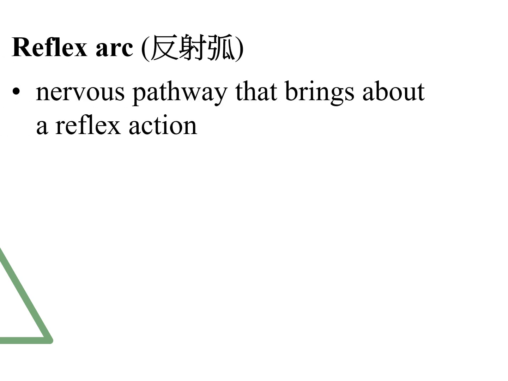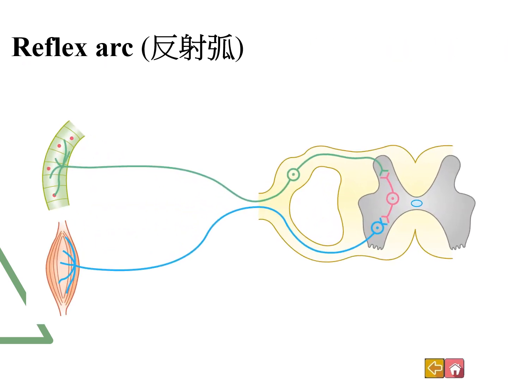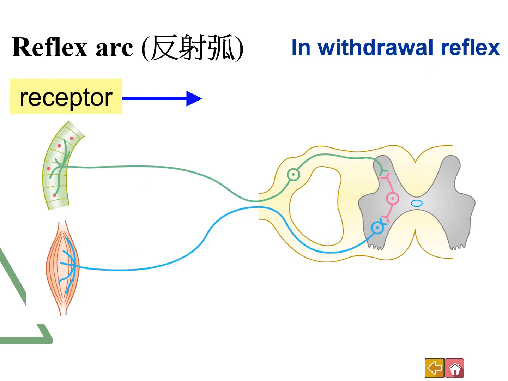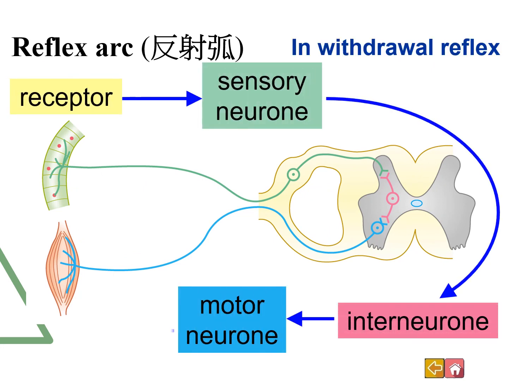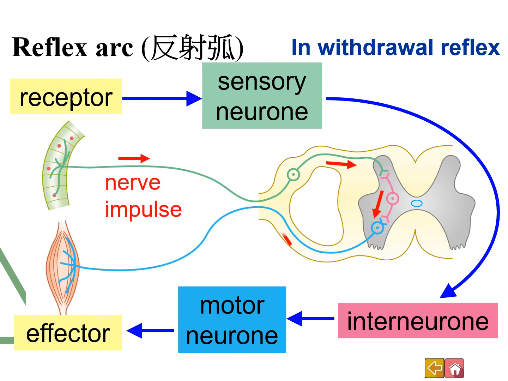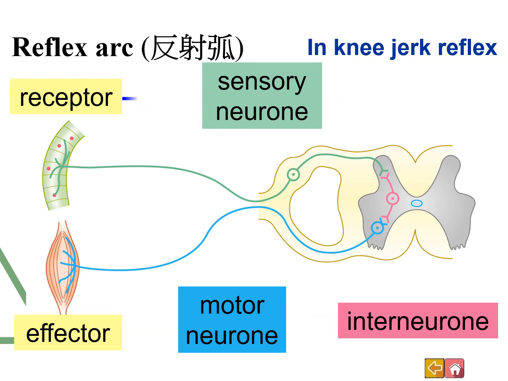For the nervous pathway which brings about the withdrawal reflex and the knee-jerk reflex, we call it the reflex arc, 反射弧. For the reflex arc in the withdrawal reflex, it involves the receptors, sensory neurons, interneurons, motor neurons to the effector. This is how the nerve impulse travels. However, in knee-jerk reflex, it involves the receptor, the sensory neurons, and then directly the motor neurons to the effector. No interneurons are involved in the knee-jerk reflex.